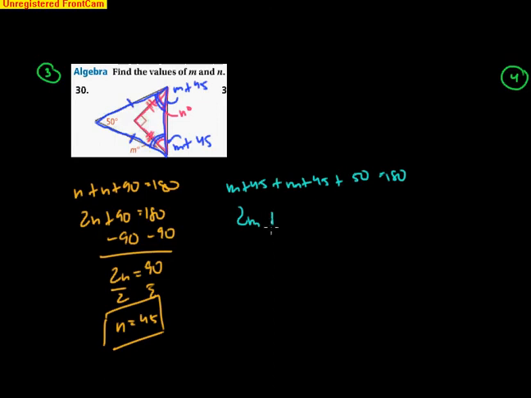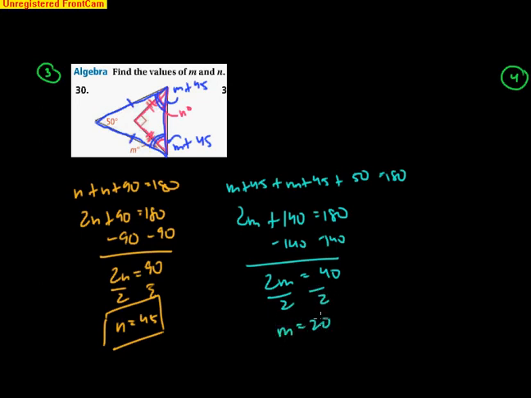45 is 90, and 50 is 140. So I just combine my like terms. Subtract 140 from both sides. 2m is 40, and divide by 2. And m is 20. So make sure you're able to read the picture correctly. Don't assume, like in this case, don't assume m was that big entire angle. M was just the sliver. M and n made up the corner angles.